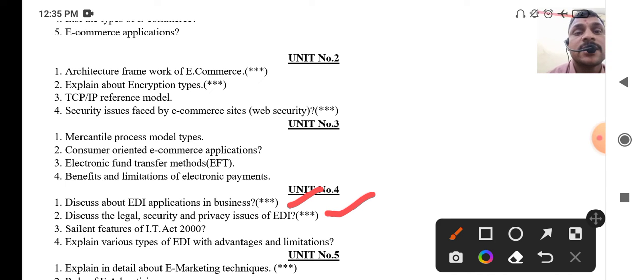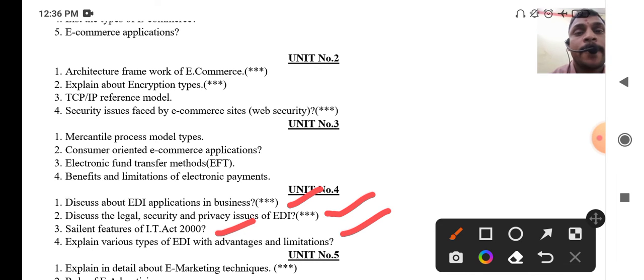Next question is discuss the legal and security privacy issues of EDI. So when I'm using EDI, what are the legal problems I'm going to get and what are the security and privacy issues we are going to get, that we have to explain. The next question is the salient features of the IT Act 2000. Because in EDI we are exchanging data between the two business partners, if anyone does any misuse, we have the Information Technology Act 2000. Here there will be some laws, rules and regulations, and sections. That we have to explain here.